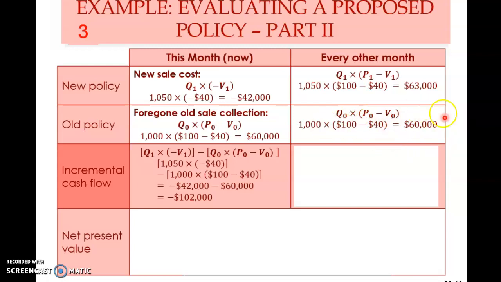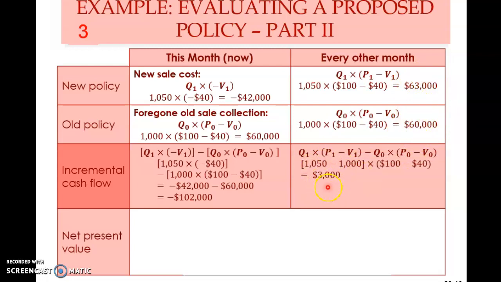Therefore this will be 60,000. 1,000 units multiplied by $60 per unit. This is the profit margin per unit. So you get 60,000, right? $60,000 every month. Now what is the incremental cash flow? Incremental is this minus this. Incremental here means what is the benefit or the difference of the new policy compared to the old policy, the cash flow. This cash flow minus this cash flow is of course $3,000.